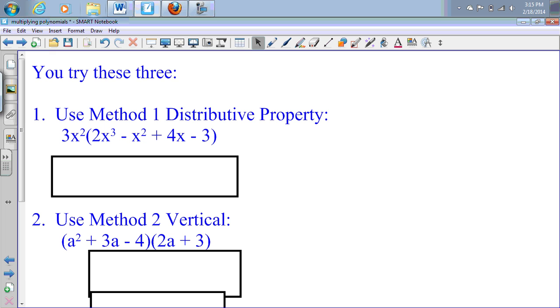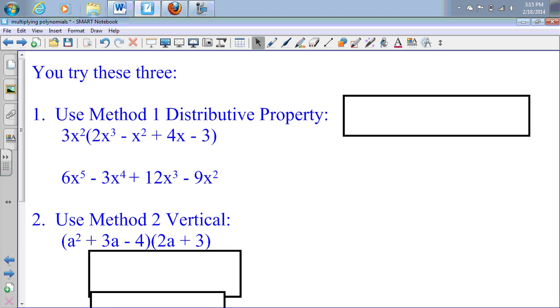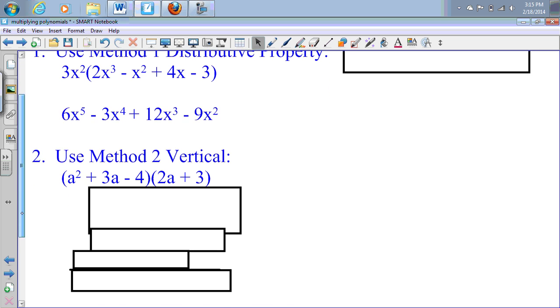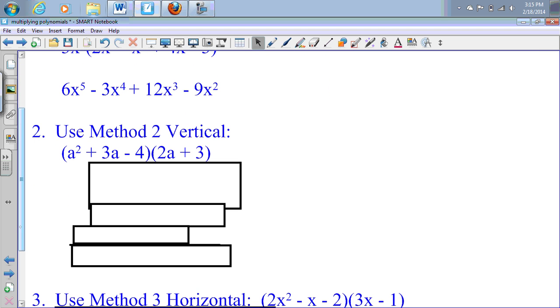So you tried 3x squared times the quantity 2x cubed minus x squared plus 4x minus 3. Pause the video, and when you are done, you can restart and you will see the answer. Six x to the 5th minus 3x to the 4th plus 12x cubed minus 9x squared. Try the vertical method. Give you a chance, go ahead and pause the video.